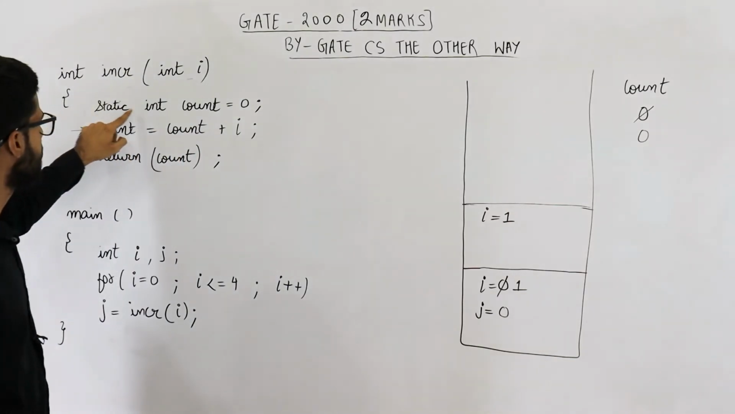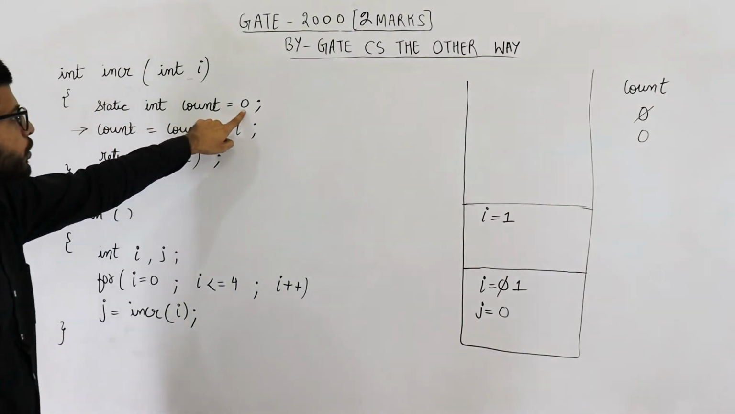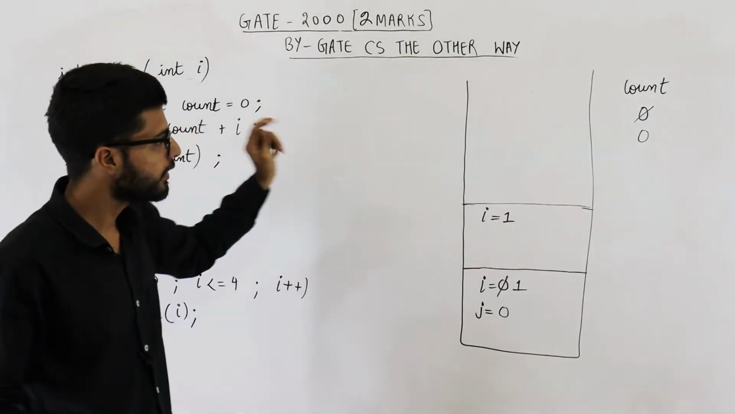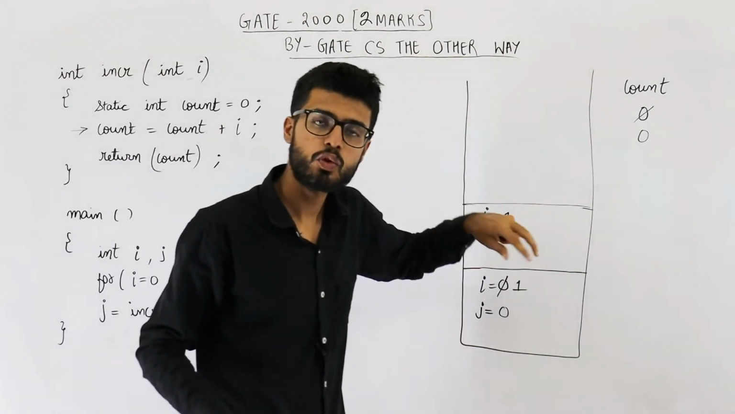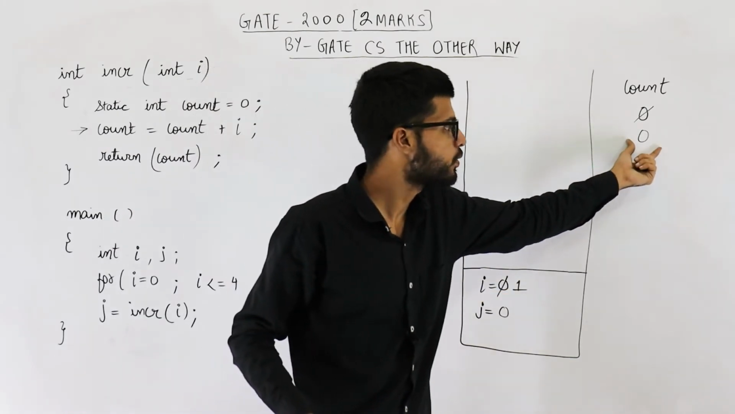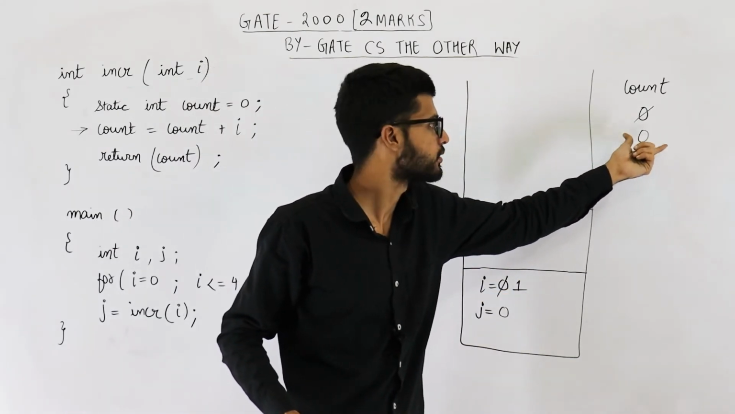Then the first line is static int count = 0. But this function is now being called for the second time. You have already declared count, so whatever the previous value of count was, that will be retained. Count's previous value is 0. Keep it as it is.